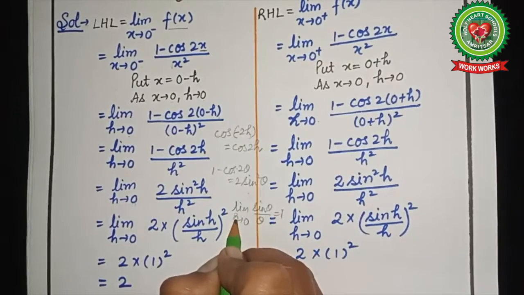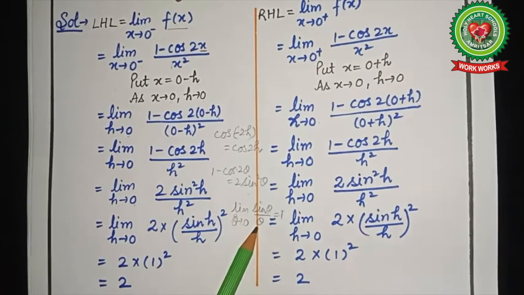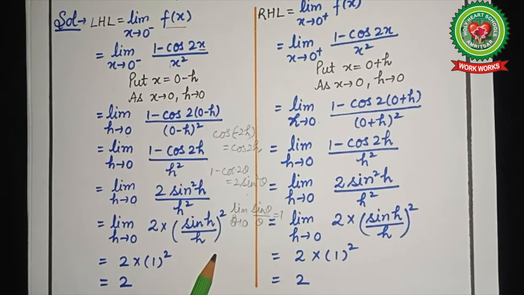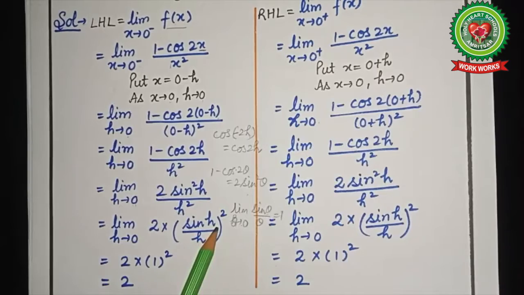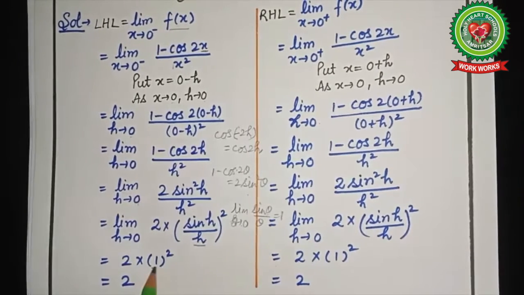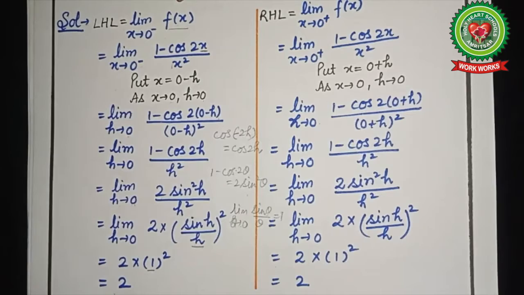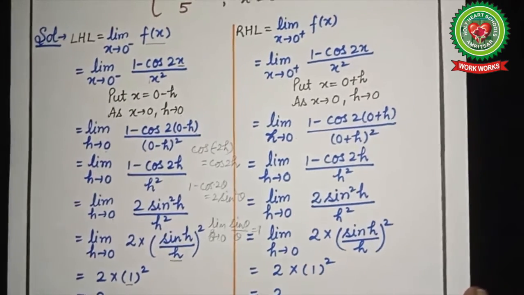Here theta is approaching 0. If the angle of the sine and the denominator terms are the same, it becomes 1. So 2 into (sin h upon h) whole square, its value will be 1. So the answer is coming out to be 2. The same steps are there in the right hand limit also.